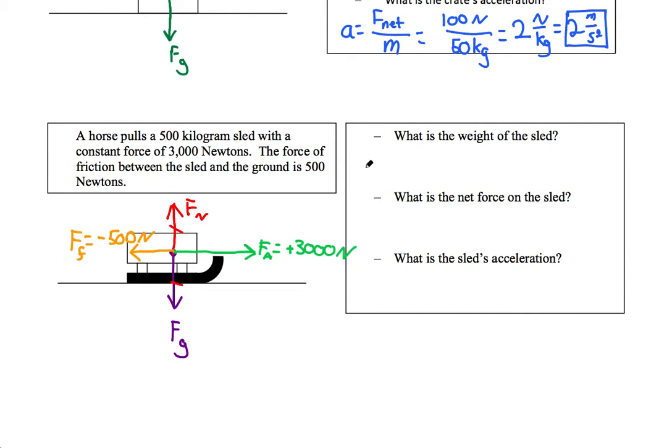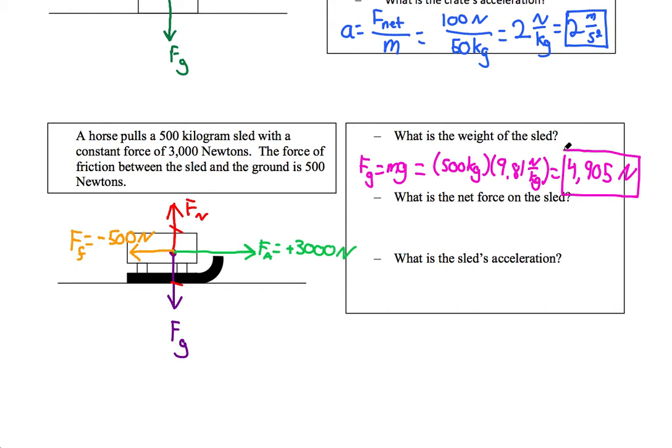Again, what's the weight of the sled? That's our F sub g equals mg. The mass here is 500 kilograms times the 9.81 newtons per kilogram. That's going to work out to right around 4,905 newtons for the weight of the sled.